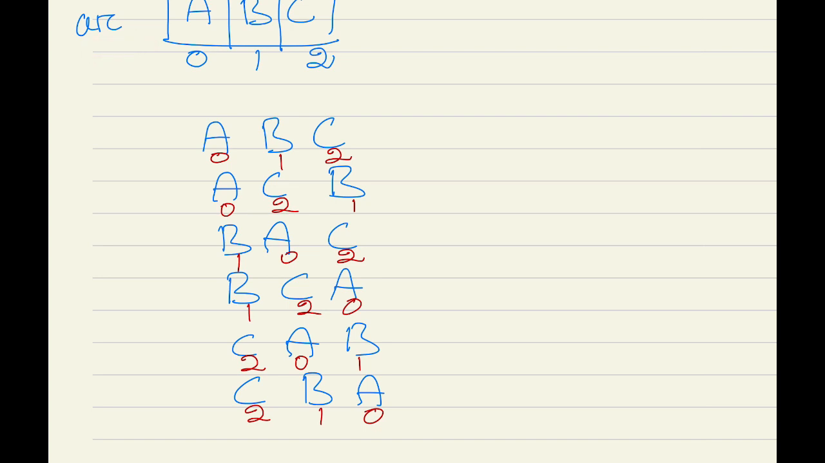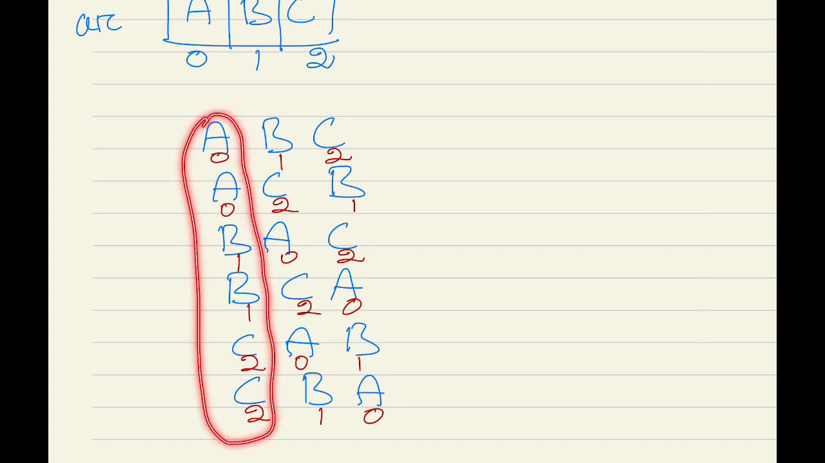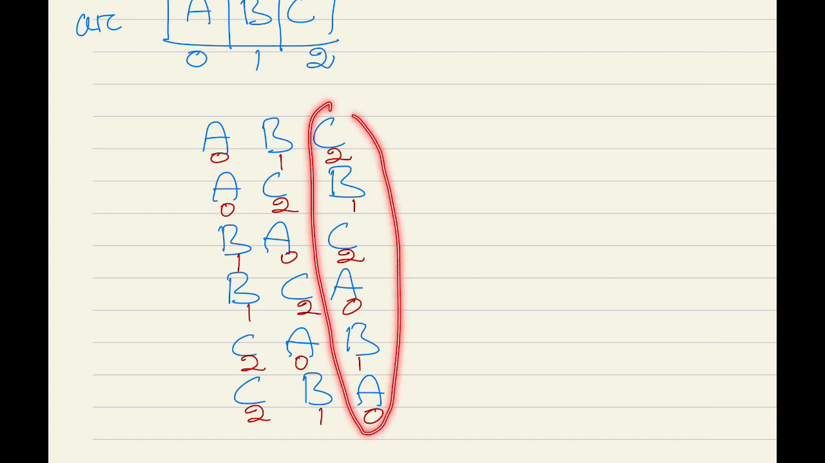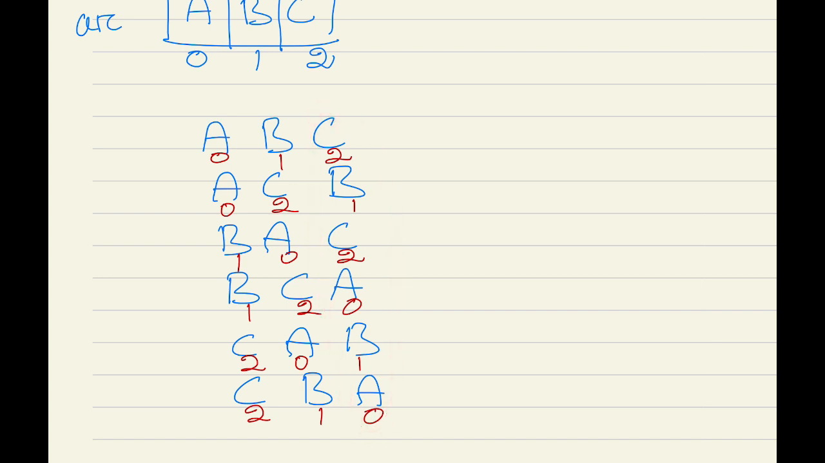Now here you can observe the index is varying from 0 to 2. So initially it is 0, then 1, then 2. Similarly here the index is varying from 0 to 2. So initially it is 1, then 2, then 0, then 2, then 0, then 1, like this. Similarly here also the index is varying from 0 to 2. So initially it is 2, then 1, then 2, then 0, then 1, then 0, like this.